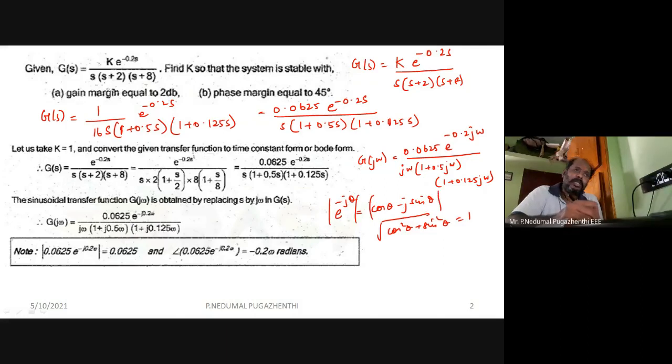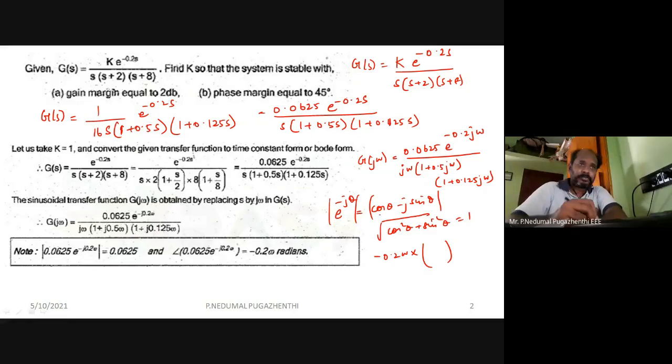So this term will not have any effect on the magnitude part, but it will have an effect on the phase angle plot, where you have to consider this 0.2 omega. This 0.2 omega will be multiplied with a correction factor to convert radians to degrees. We will consider that when we are dealing with the phase plot.